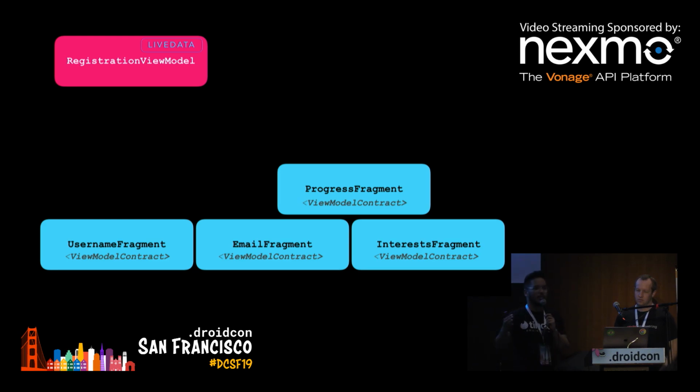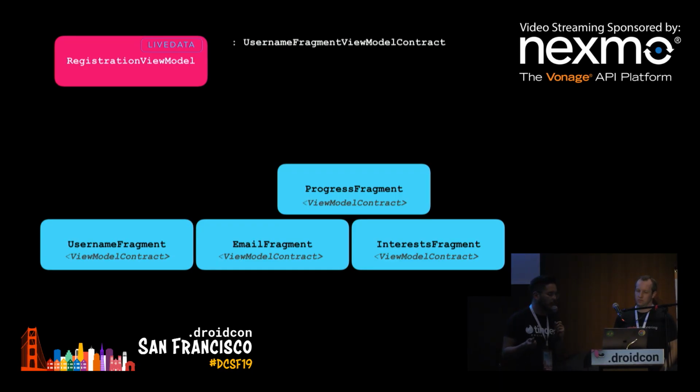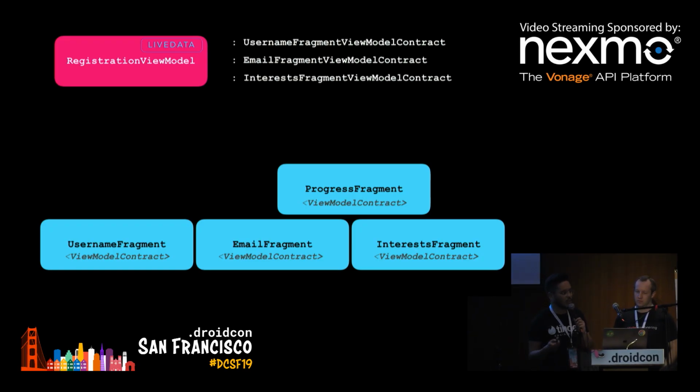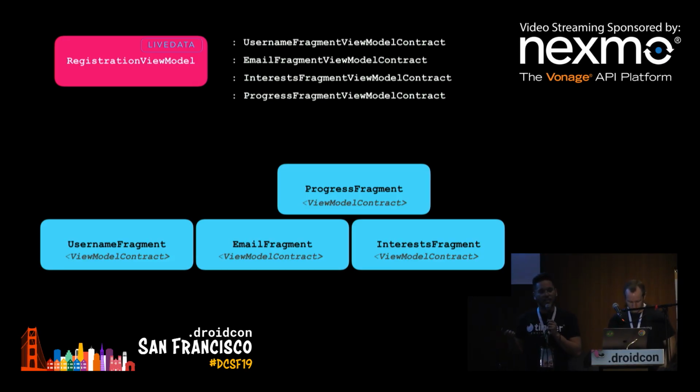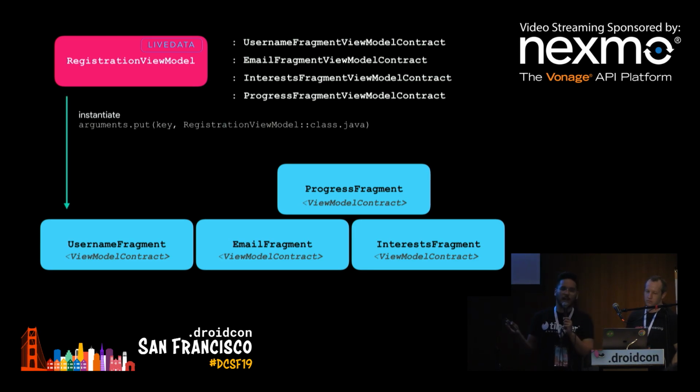So now I have those interfaces that we expect to be a view model. We're calling them a view model contract, that we expect to have access to some properties. And now we just make the registration view model implement those interfaces. Implement the username fragment view model contract, implement the email fragment view model contract, and all the other ones too.